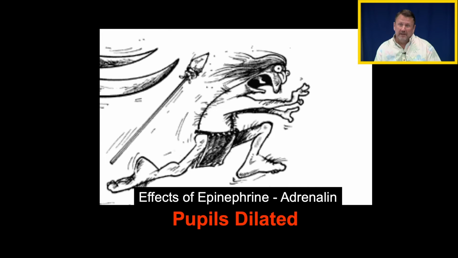All right, something else that happens, he's not worried about the sun being too bright. He's trying to take in as much information into his brain as possible so he can find a hiding place from the woolly beast. And so his pupils are dilated so he can get as much vision into his face as possible. So that's another effect of epinephrine. That is another effect of sympathomimetics.